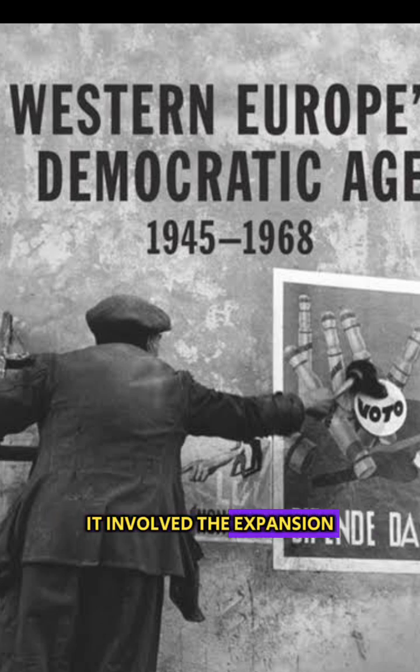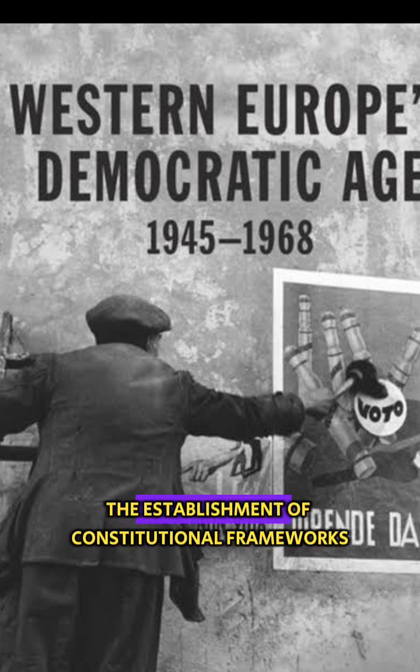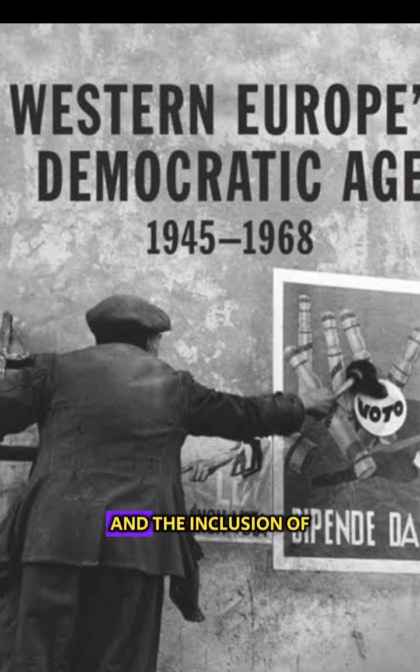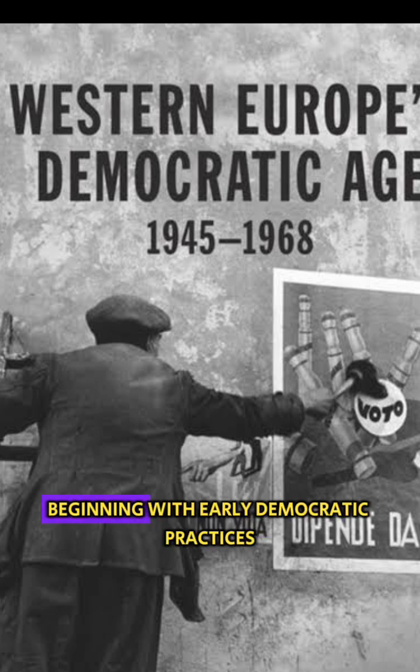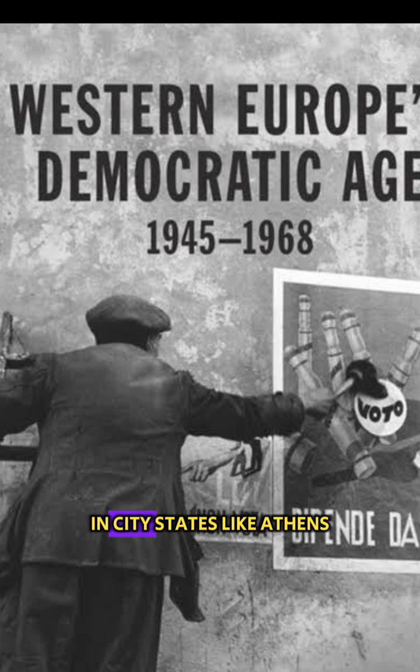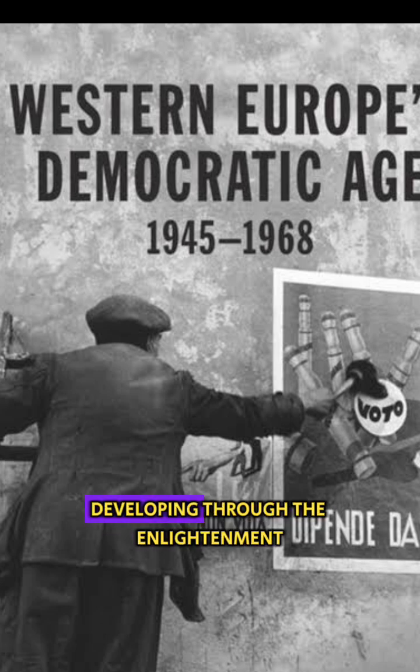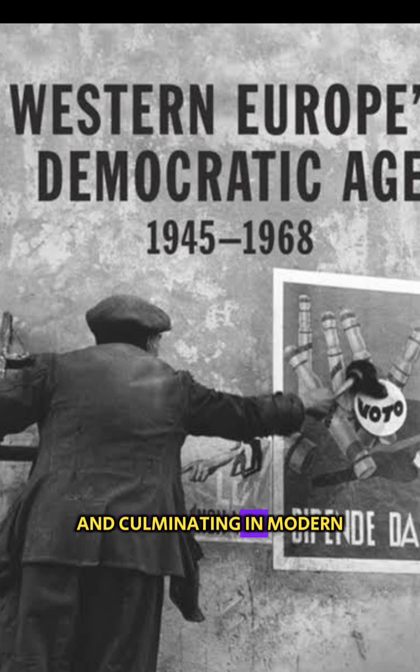It involved the expansion of political rights, the establishment of constitutional frameworks, and the inclusion of broader segments of society in decision-making. This shift occurred in phases, beginning with early democratic practices in city-states like Athens, developing through the Enlightenment, and culminating in modern democratic systems after revolutions and reforms. Causes of the rise of democracy in Europe.